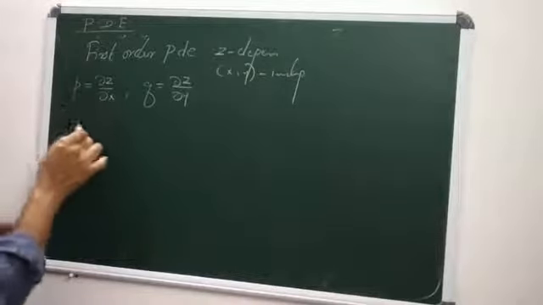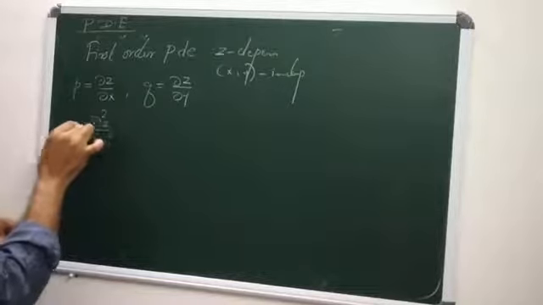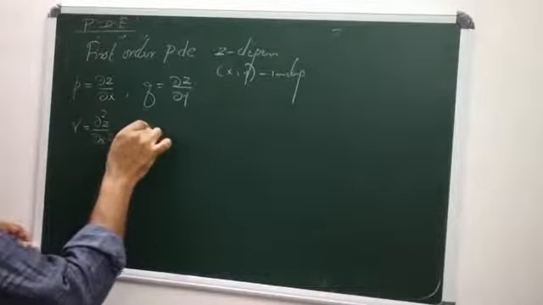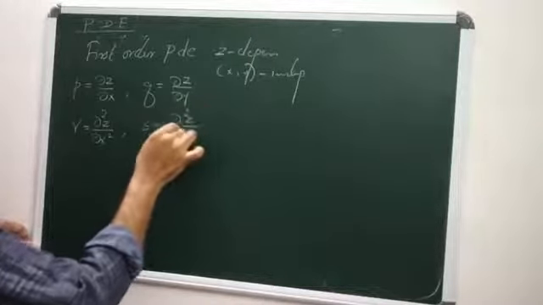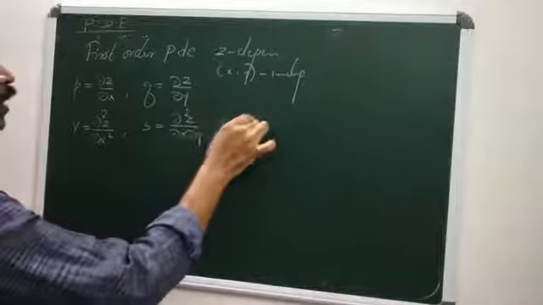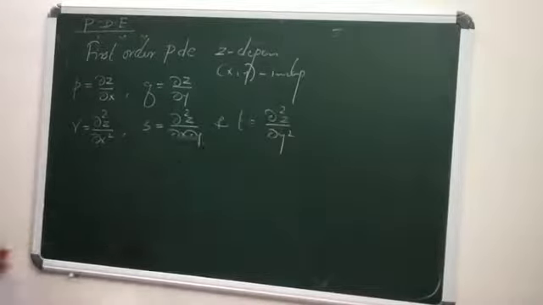Coming to the second order partial derivatives, there is del square z by del x square. This is usually denoted by small letter r. And what is s? s is del square z by del x del y. And t is represented by del square z by del y square. So these are the usual representations for a first order partial differential equation having one dependent variable z and at most two independent variables x and y.